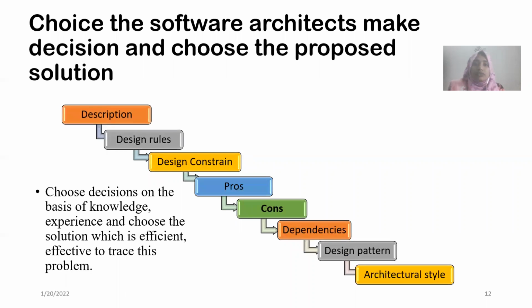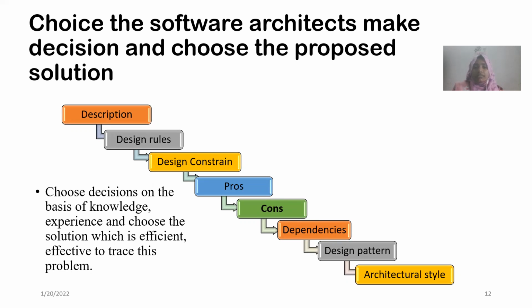Next step is to choose the software architecture, make a decision and choose the proposed solution. We can follow some steps like description, design rule, design constraint, pros, cons, dependencies, design pattern, architectural style. Description means it defines the solution being proposed, and design rules. A possible solution may have some design rules, and a solution has some constraints. In pros, we define the benefits the solution has, and in cons, we define the disadvantages of the solution.